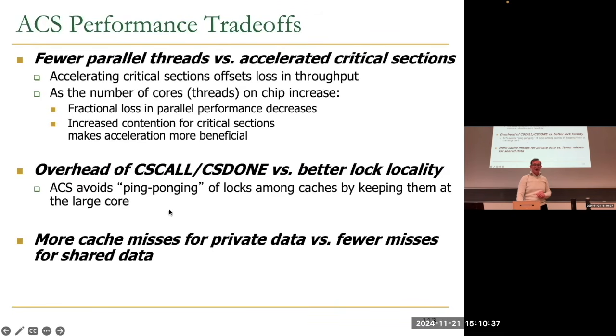And essentially, we avoid ping-ponging of locks. So there is clearly a trade-off over here. And then let's take a look at the last one. You get more cache misses for private data, because the private data is actually produced in the small core, and it has to be transferred to the large core, right? But we hopefully get fewer misses for shared data, because now, assuming you execute all of the critical sections in the same core, the shared data always remains there, right? It never needs to be communicated somewhere else.